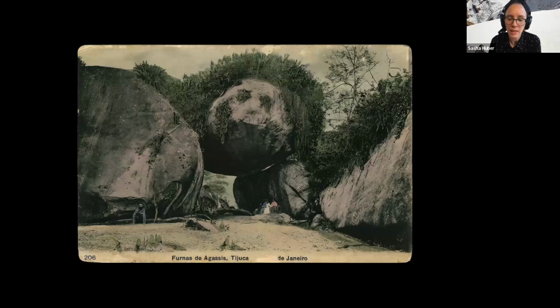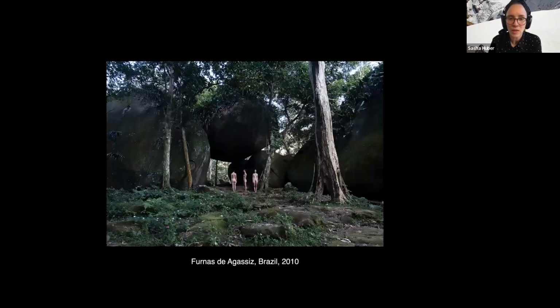And then I found this postcard, Fornas de Agassiz, Tijuca, Rio de Janeiro. This is a cave named after Agassiz, and it's not known as that anymore, which made it really difficult to find. But when we found this postcard by chance at a flea market, many people recognized the place. And then I started this series, which I call the self-portraiture series, where I use myself as a creolized person of mixed heritage, which is something that Agassiz was also very much against, the mixing of people.